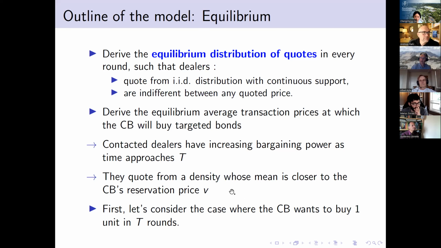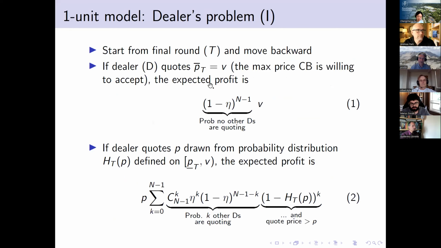So to show you the mechanism of the model, I'm going to focus first on the simple case where the central bank wants to buy only one unit over T rounds, okay, and then I'll show you how it expands to buying multiple units over T rounds. So here's a very simple model. You start in the last round, you move backwards.